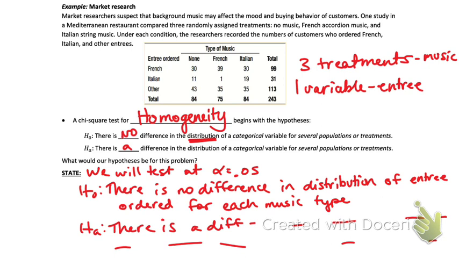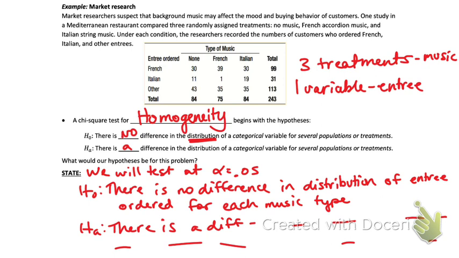Look at your data real quick. With no music playing, we had 30 people order French food, 11 people order Italian, and 43 order other entrees. With French music playing, we had 39 order French food, 1 order Italian, and 35 order other. Does there look like there's a difference there? Yeah. Okay. With Italian music playing, 30 people ordered French food, 19 ordered Italian, and 35 ordered other. Does there look like a difference there?